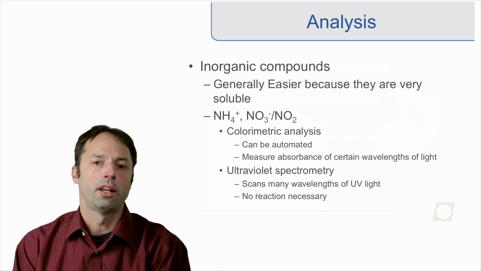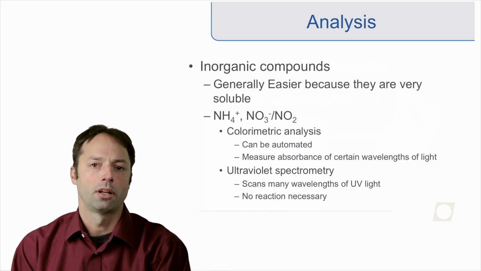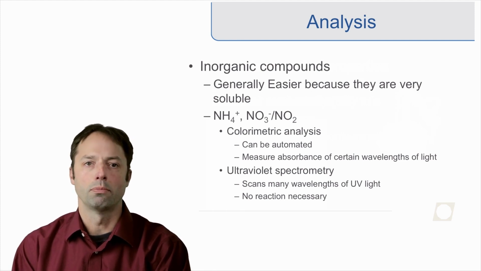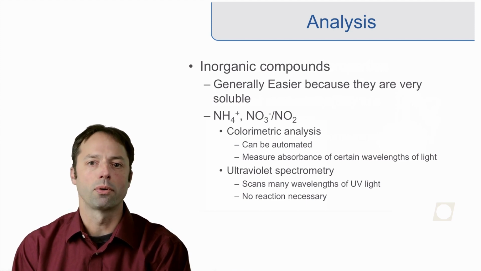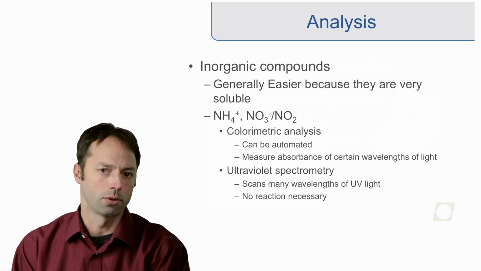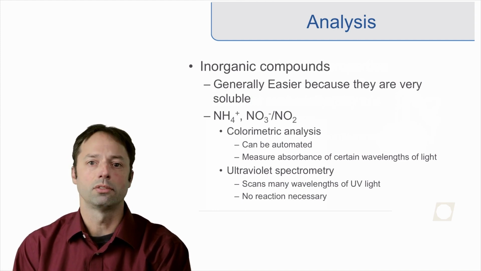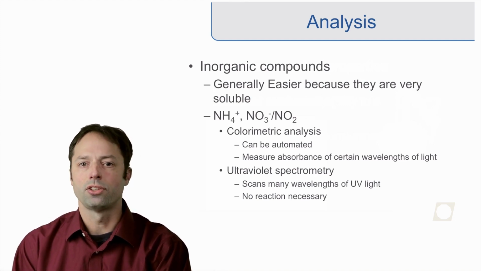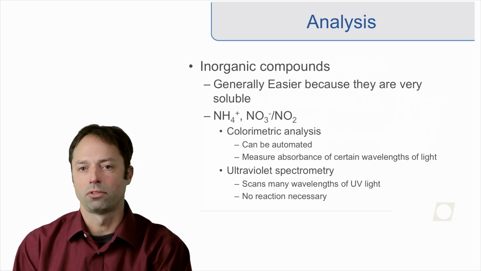Inorganic compounds. In agricultural settings, these are some of the most common soil pore water assays that you're going to be interested in. We're talking about ammonium, nitrates, and nitrites, which are examples of inorganic compounds, particularly very important nitrogen-containing compounds in ecosystems. There are several ways to analyze these. You can use a colorimetric analysis. These are generally automated, and you can run a lot of samples through at once. Basically, you're just measuring the absorbance of certain wavelengths of light.